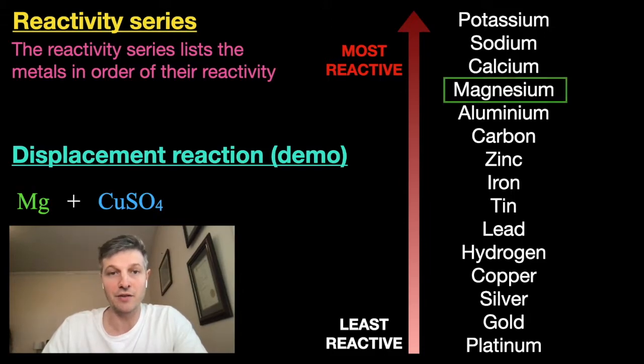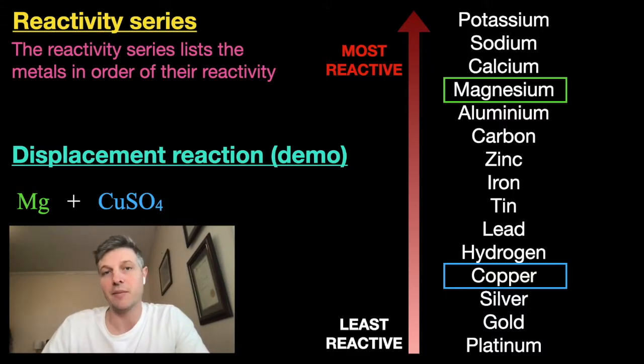We can see that magnesium is quite high up on our reactivity series, and copper is right down the bottom. So we should be able to determine that the magnesium is going to bully the copper, being more reactive, push it out of that sulfate, and undergo a chemical reaction. So let's go have a look.